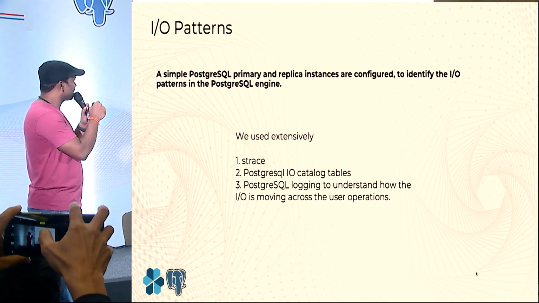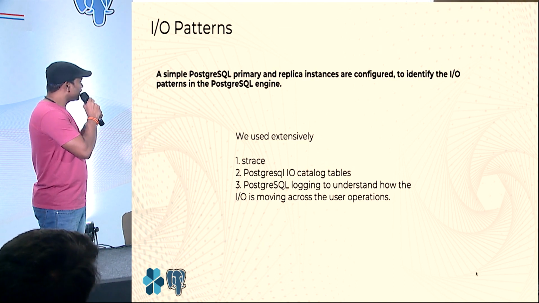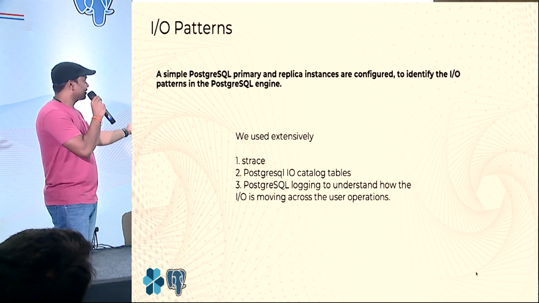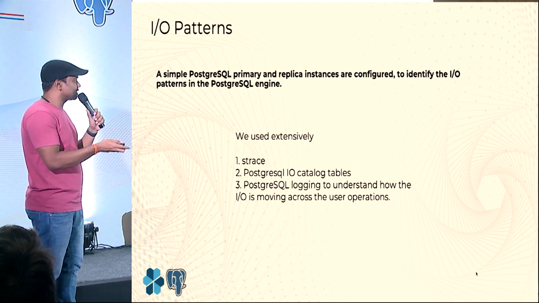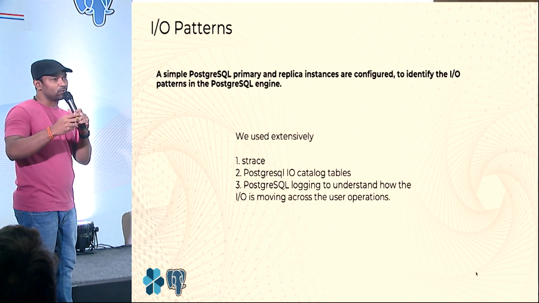To perform this I/O case study, we used strace and we used the catalog tables extensively to see which process is actually making the I/O when we do any operation.